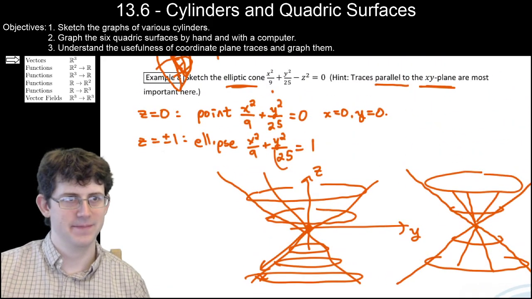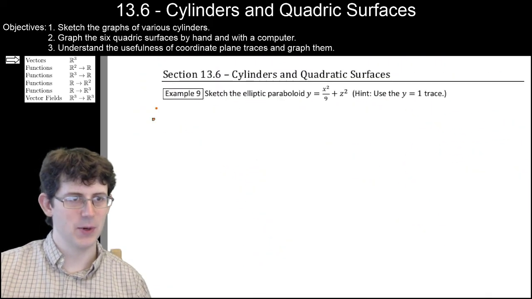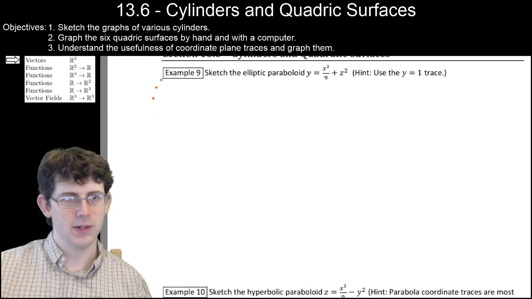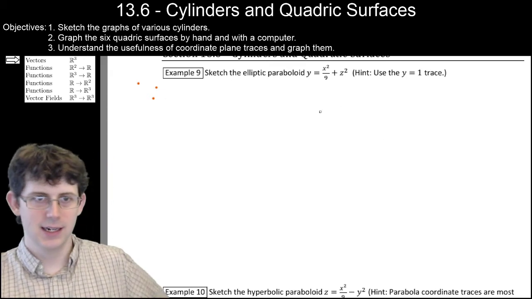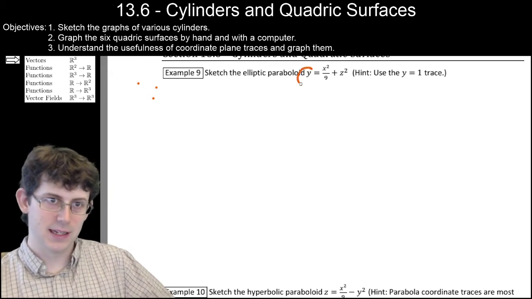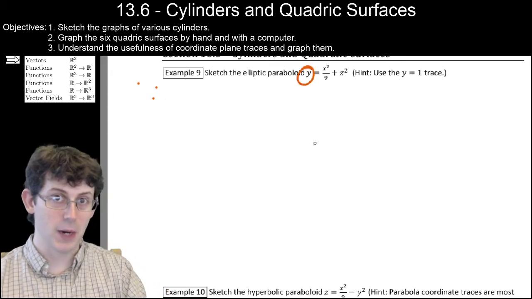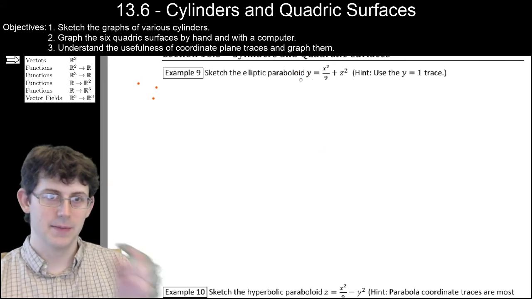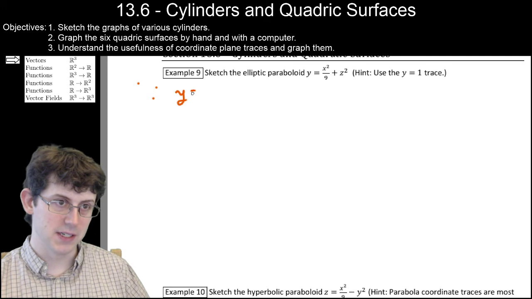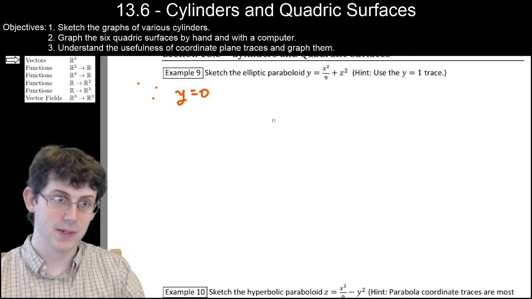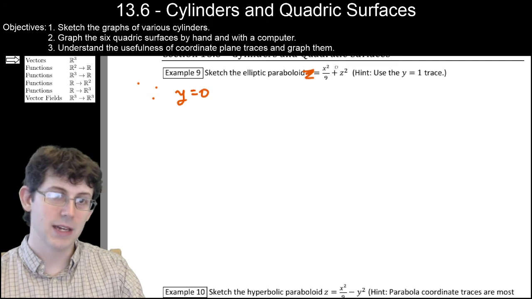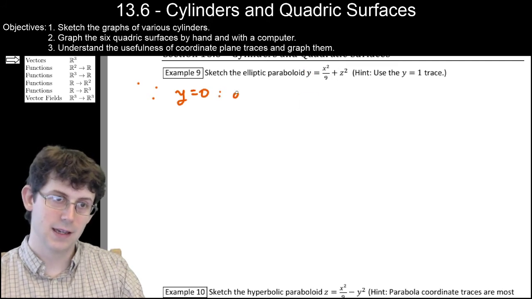I think there's only a couple more. We just want to do a little bit of each, so there's two more. This one, the elliptic paraboloid here, you can tell this one is different because it doesn't have all the variables squared. So one of the variables is very different from the others. In this case, I would focus in on the weird variable here. Y equals 0, I should always try, and I get the same issue as before where I get a point.